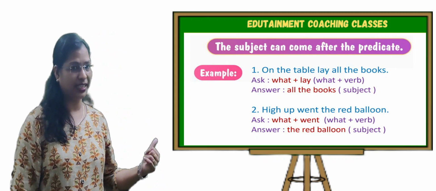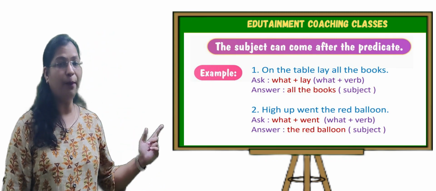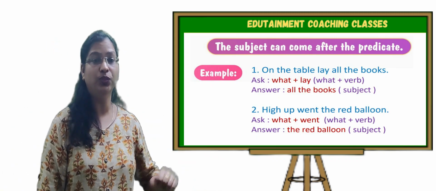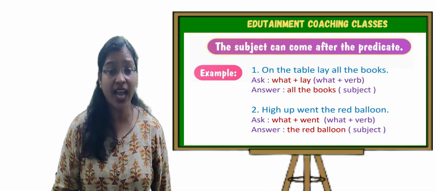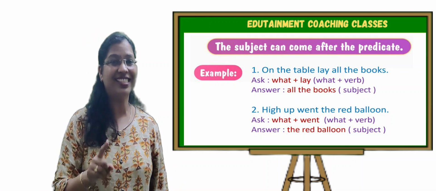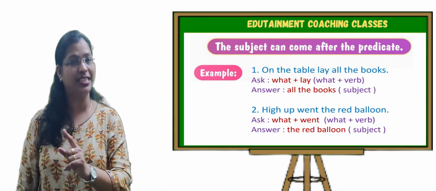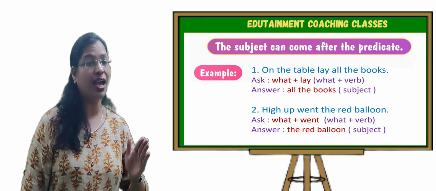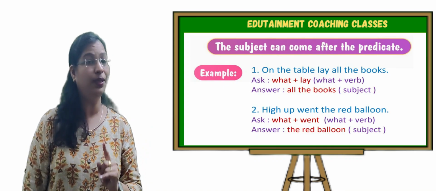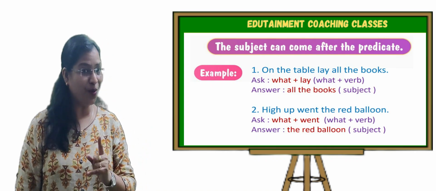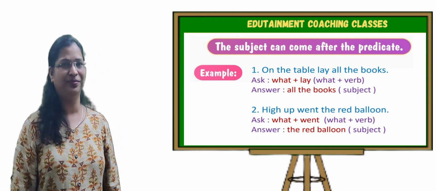Now let's have a look at the next example. High up went the red balloon. So what went high up? Yes, the red balloon. So the red balloon is the subject. High up went will be the predicate. I hope you have understood this well.